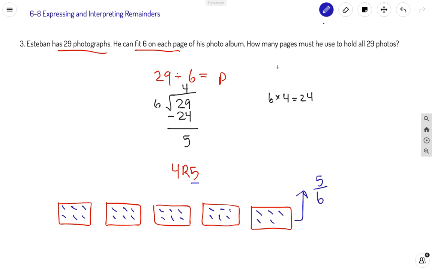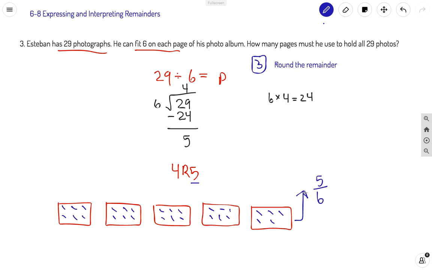So this last strategy that we're looking at is that we want to round the remainder. So this is our third way that we can express or interpret remainders. We want to round the remainder.